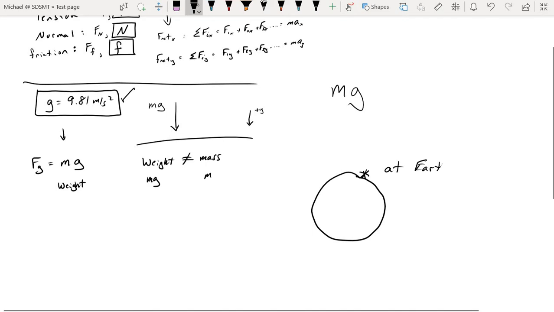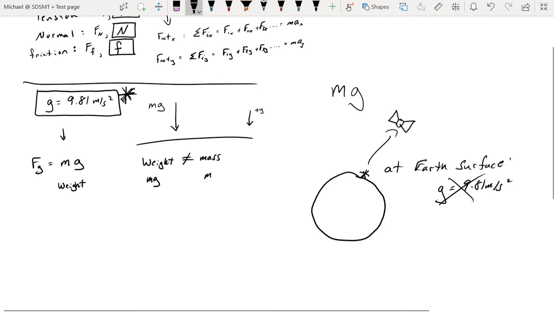So at the Earth's surface, we will use the value of 9.81 meters per second squared. But if we travel away from the surface of the Earth, say to a space station or to another planet, well, now we can't use this value of gravity anymore. The only time that we get to use this value is when we are at the surface of the Earth, and if we are maintaining a relatively close position with respect to the surface of the Earth.